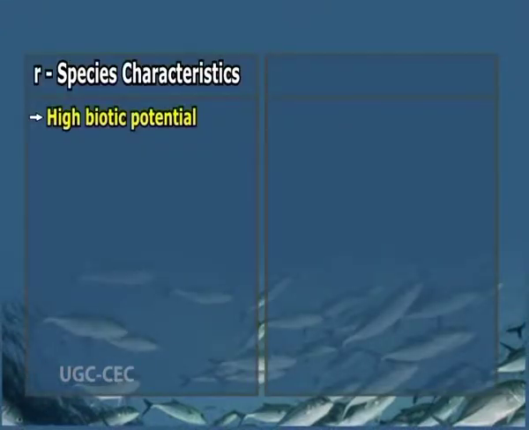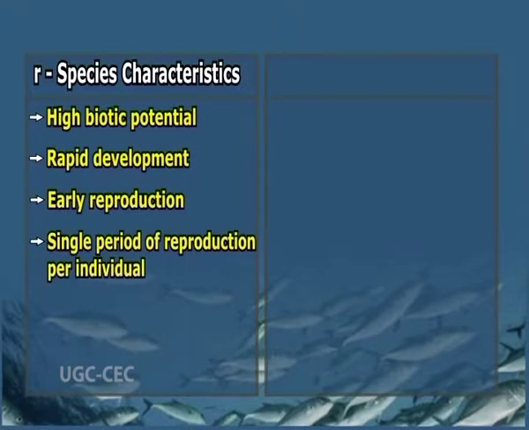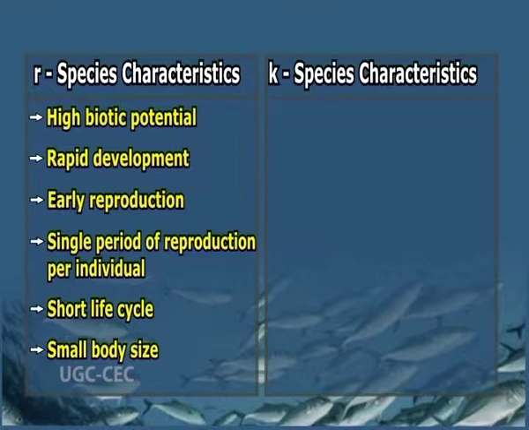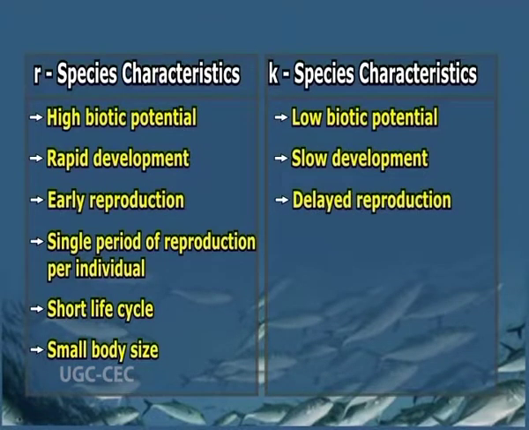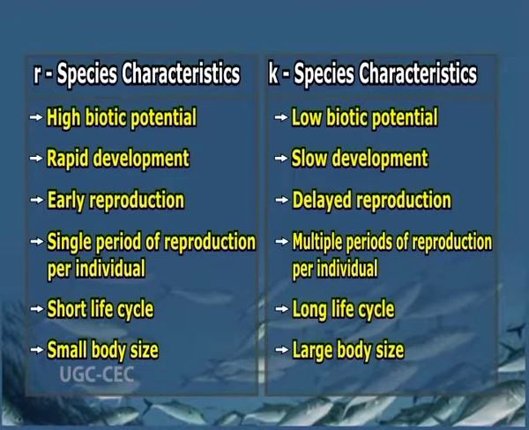The r species possesses characteristics of high biotic potential, rapid development, early reproduction, a single period of reproduction per individual, short life cycle and small body size. On the other hand, K species possess characteristics of low biotic potential, slow development, delayed reproduction, multiple periods of reproduction per individual, long life cycle and larger body size.